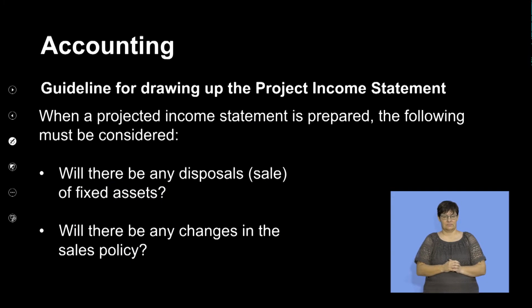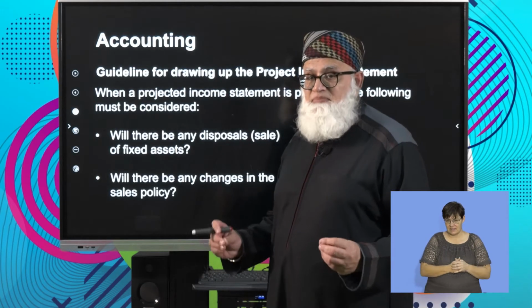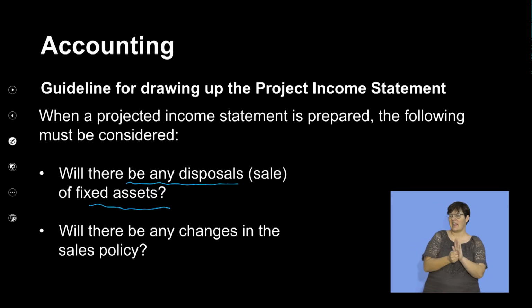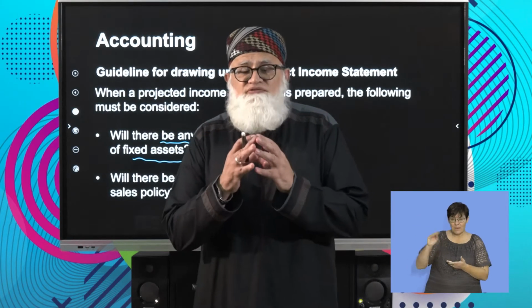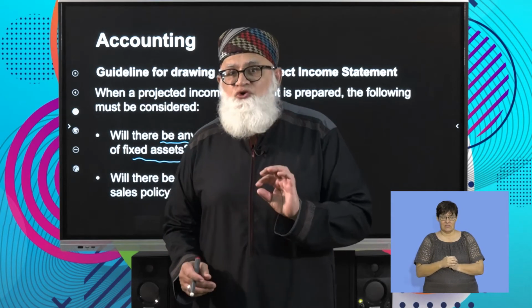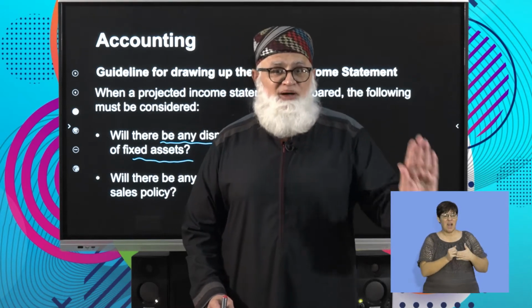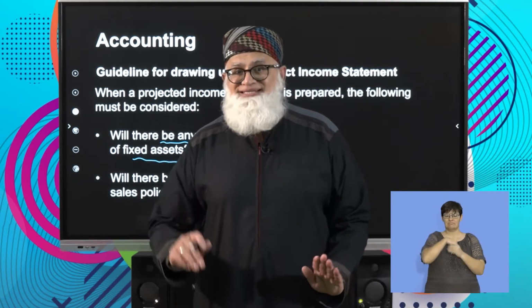Once again, we're looking at items that we need to consider, or guidelines, when we are drawing up the projected income statement. Will there be a disposal, a sale of the fixed asset? Again, you notice that asset disposal comes in here. And again, one of the examples that will clearly give you a guideline as to what goes into my cash budget and what goes into my projected income statement.